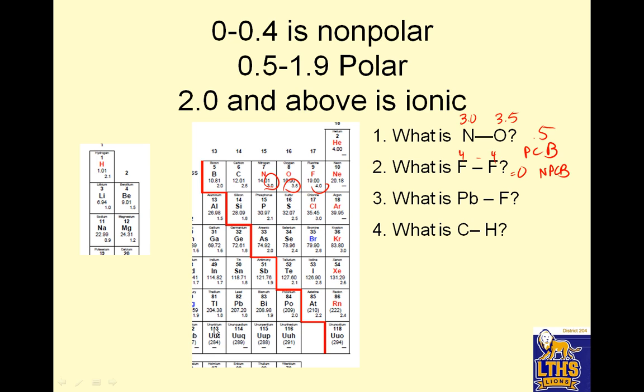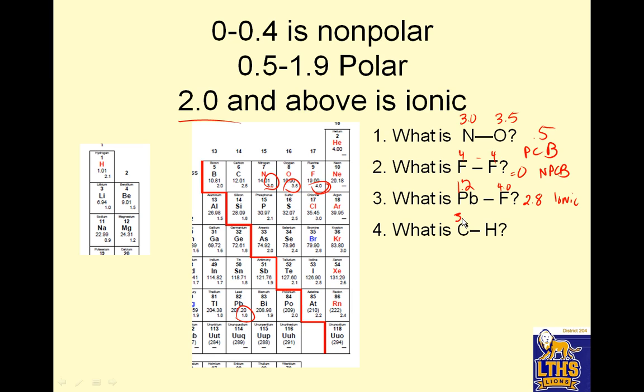Lead and fluorine. Lead is 1.8, fluorine is 4.0. 4.0 minus 1.8 is 2.2. What's the difference? That's going to be ionic because that's above 2.